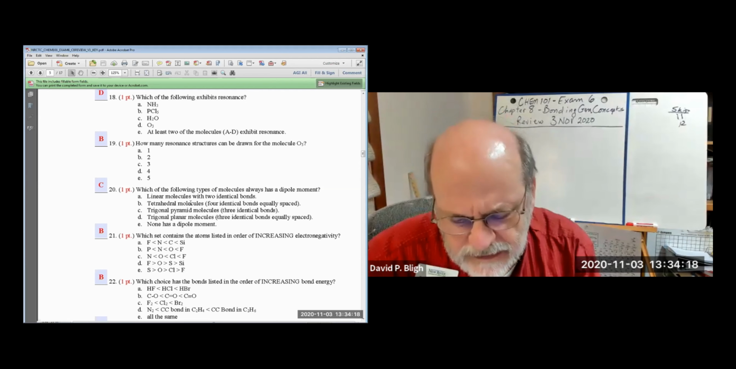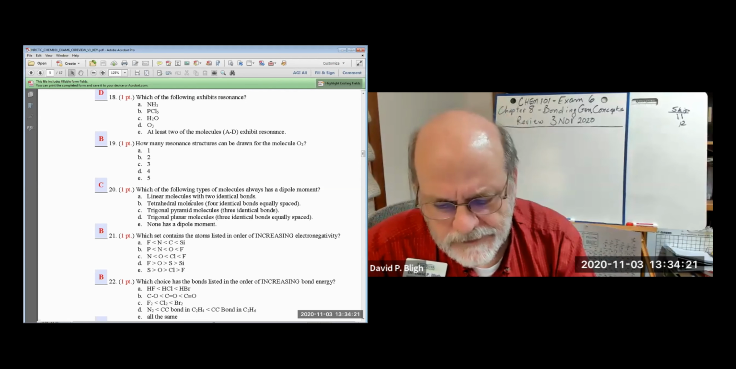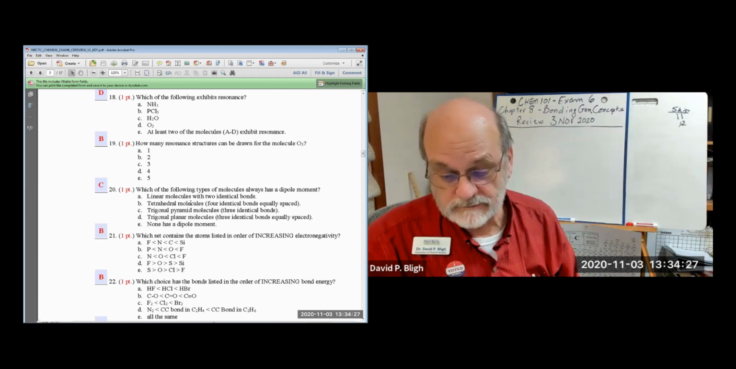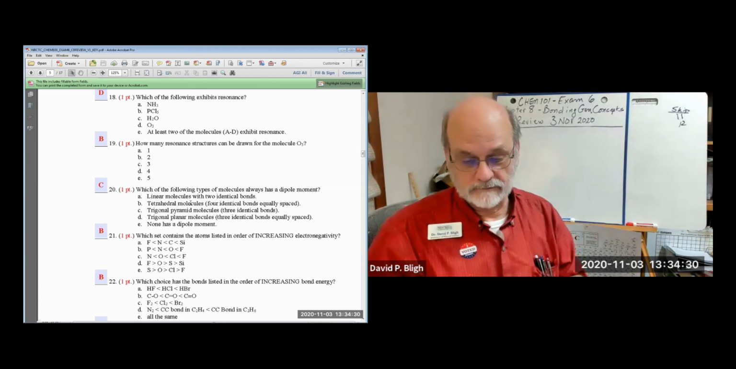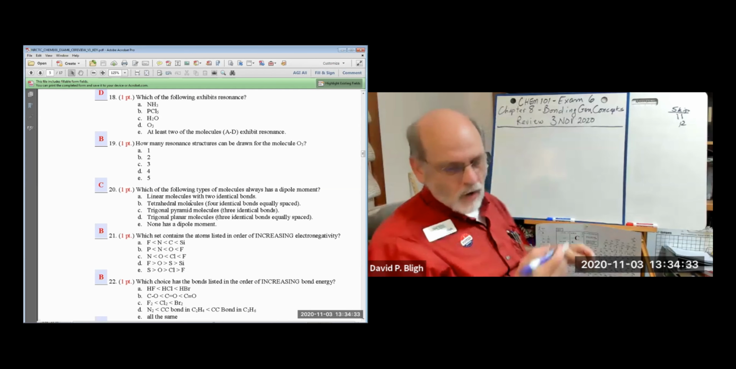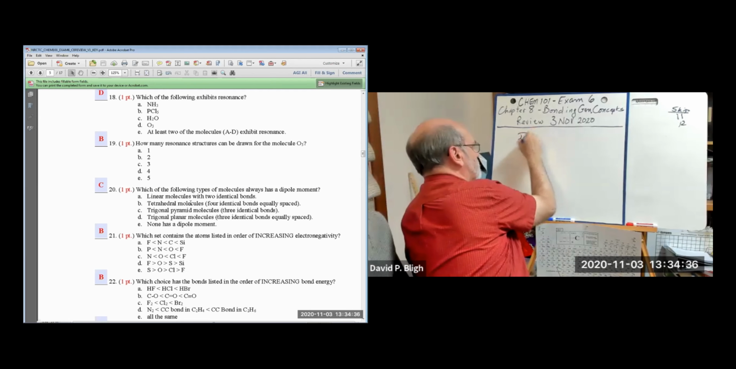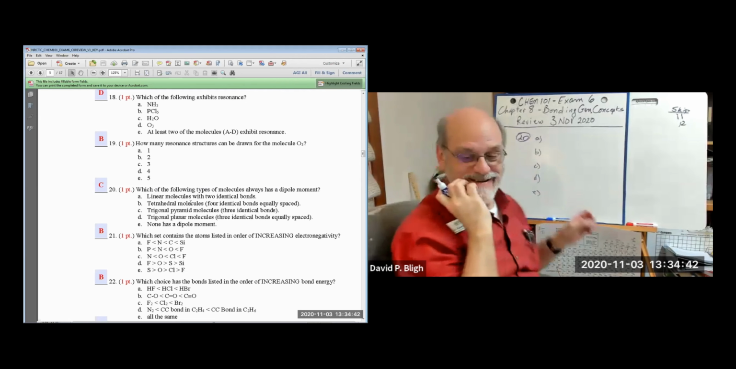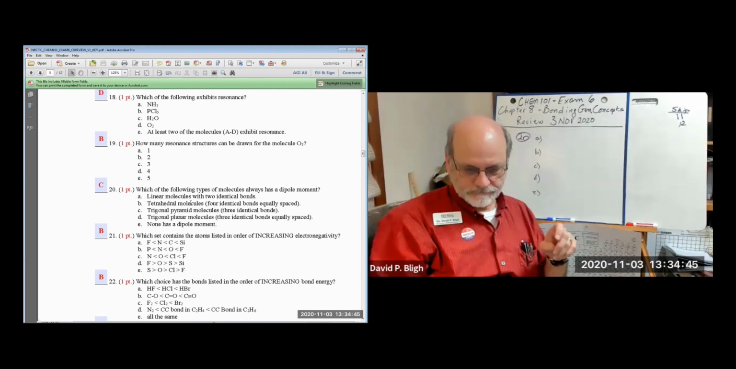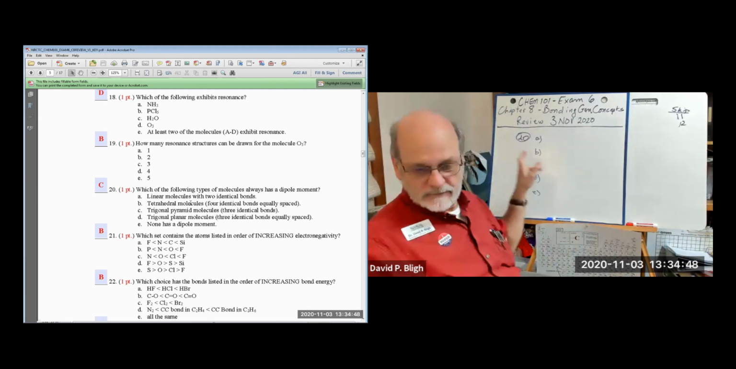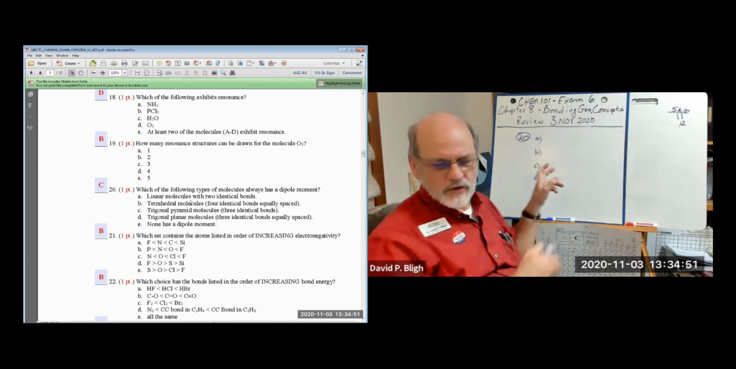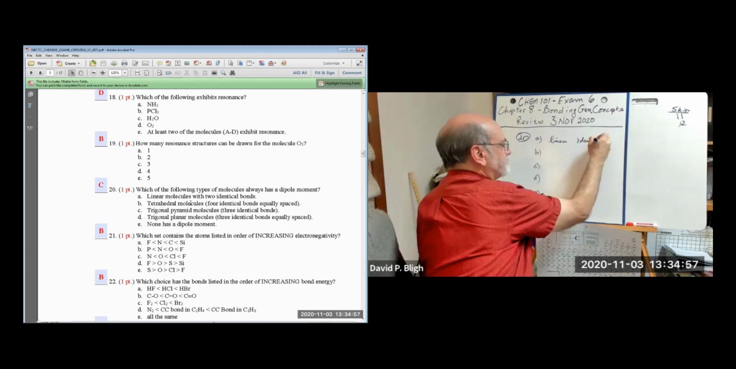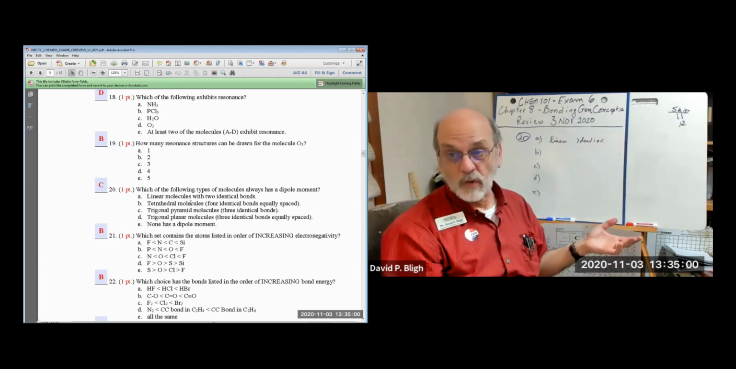Okay, let's see. Which of the following, this is 20, types of molecules always has a dipole moment? Always has a dipole. All right. Does a linear molecule with two identical bonds? Linear with identical bonds. That's going to be nonpolar.